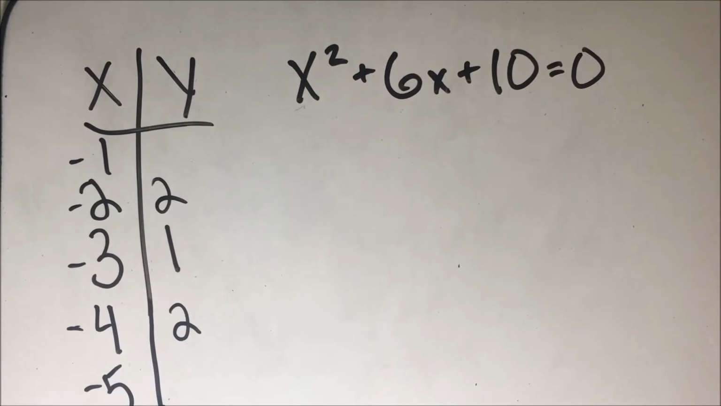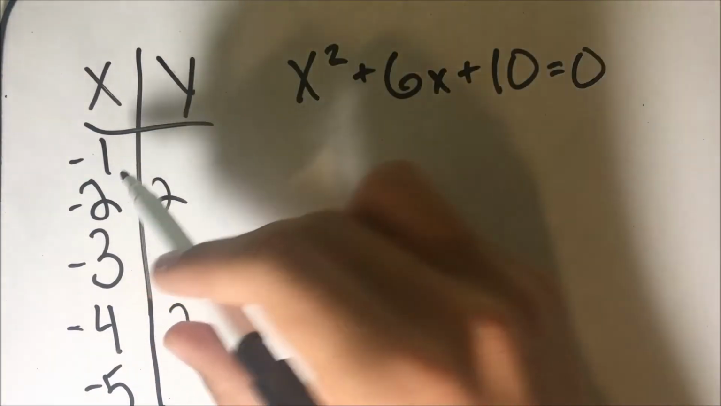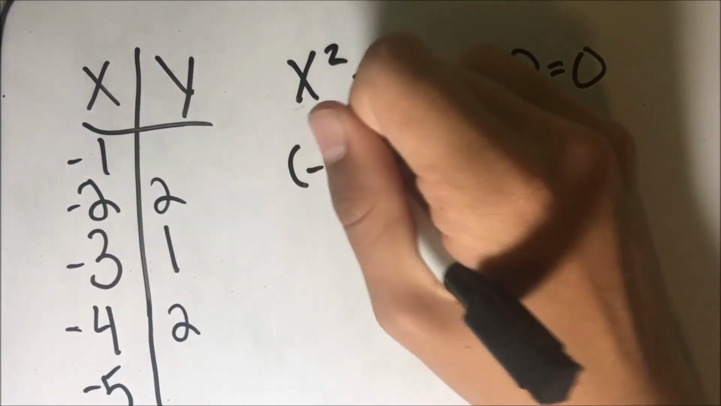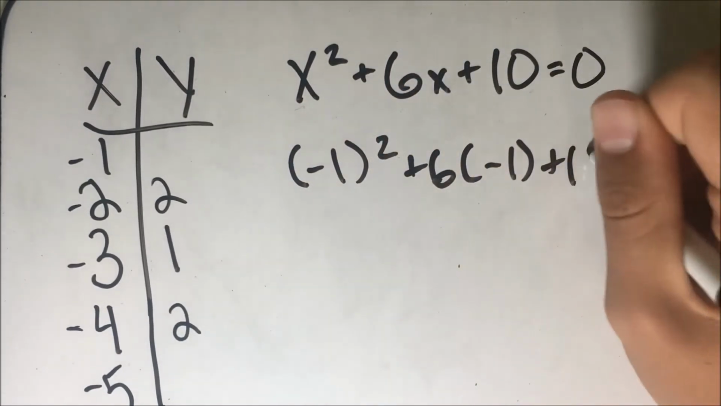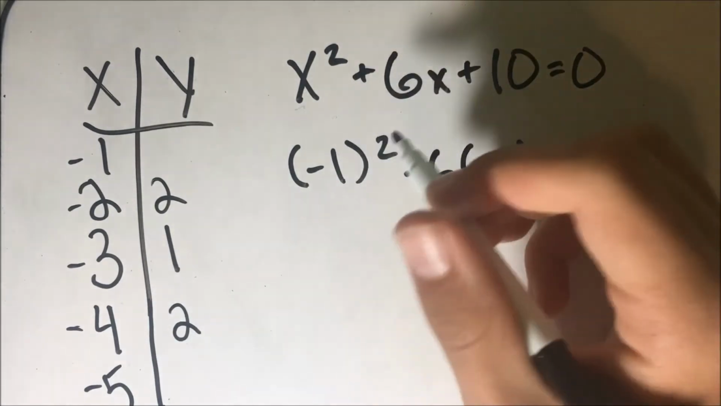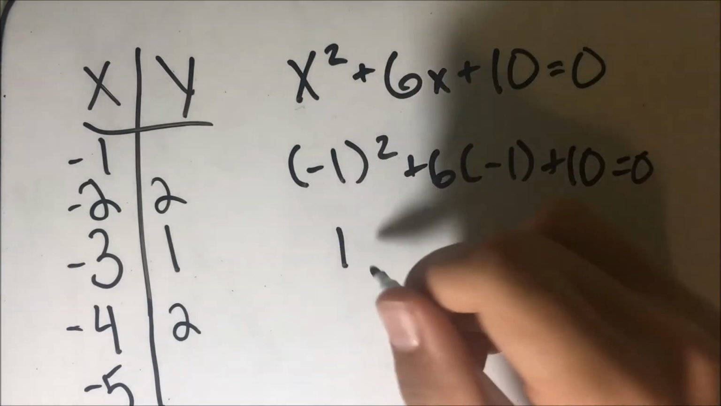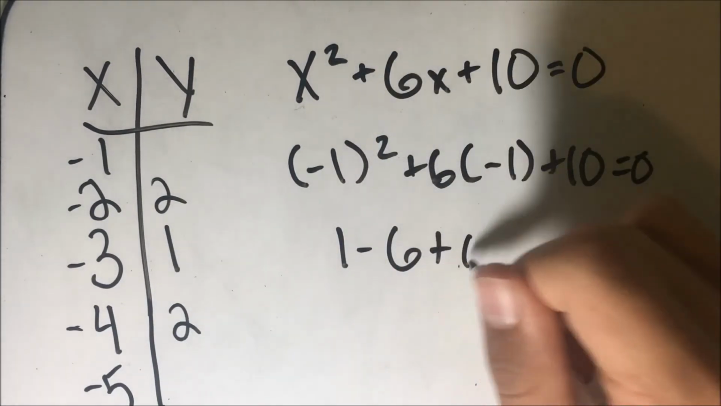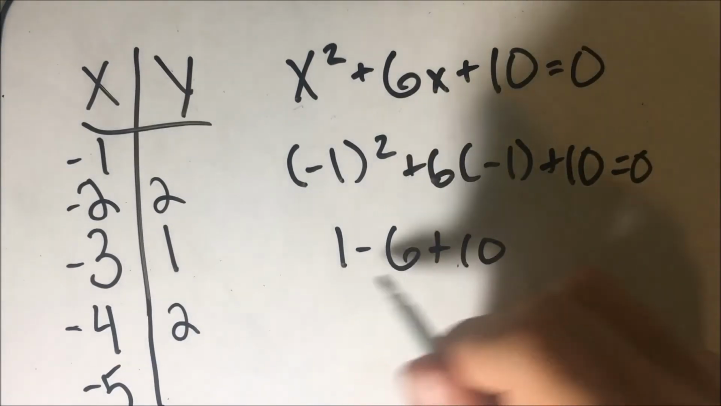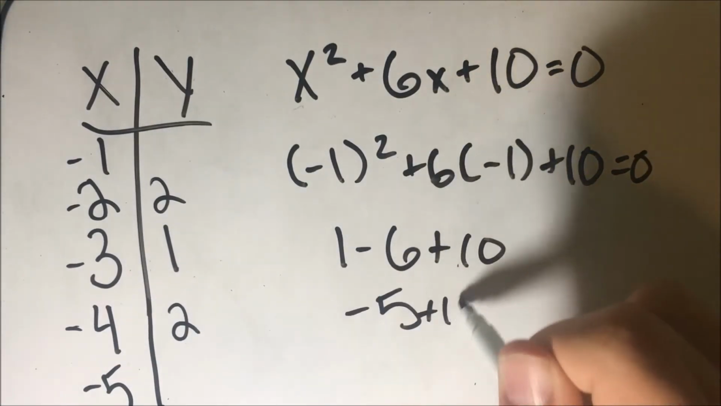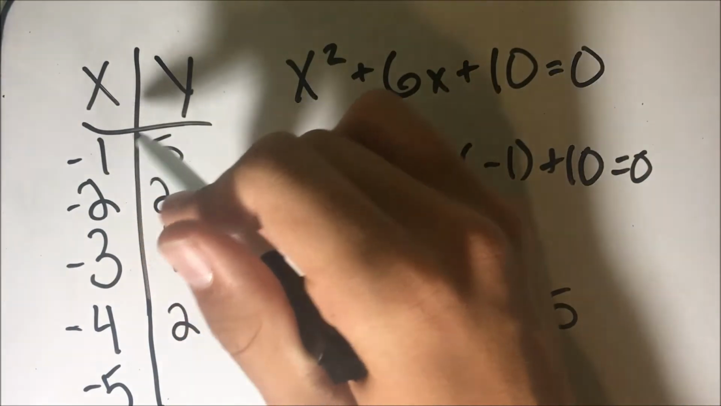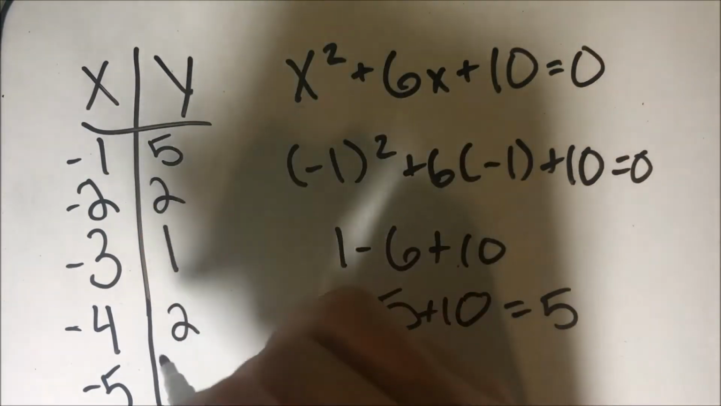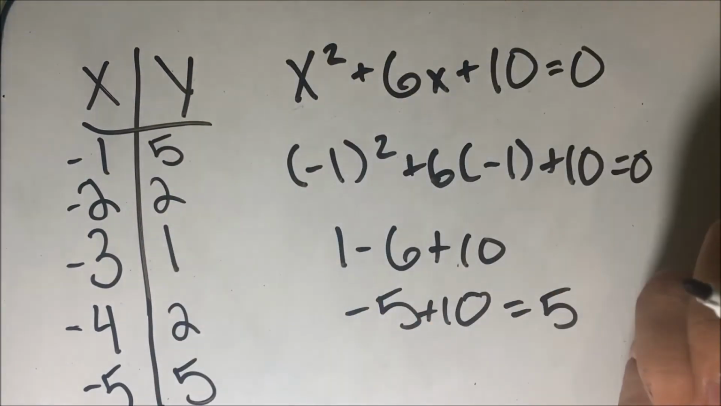So now we can do the same thing one last time and plug in the negative 1 to the equation. So that'll be negative 1 squared plus 6 times negative 1 plus 10 equals 0. So negative 1 squared is just 1 minus 6 plus 10. So that's 1 minus 6 is negative 5 plus 10 is just 5. So we're going to get 5 for the y from negative 1, and we're going to put 5 for the negative 5 also.